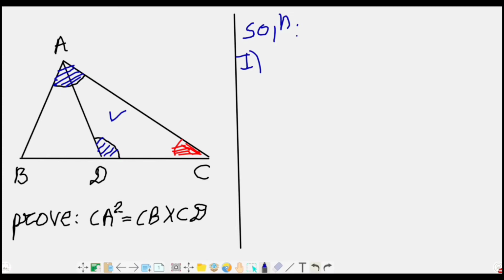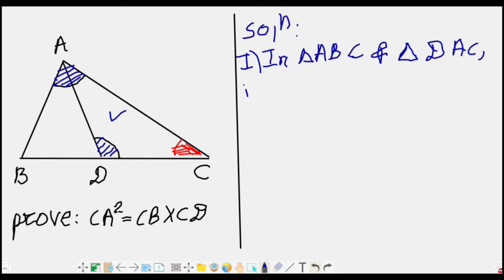First, I am taking the larger triangle. So, in triangle A, B, C and triangle... How have I taken the sequence? Just see. I have taken the angle blue marked, then without marking, then red marking. So the other triangle you have to take as DAC. The sequence should be in a proper way, then only you will get corresponding sides in a proper way.